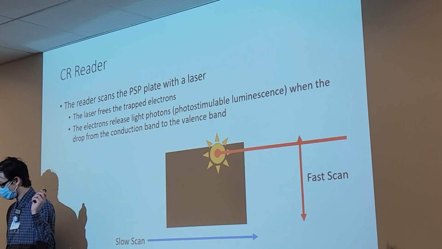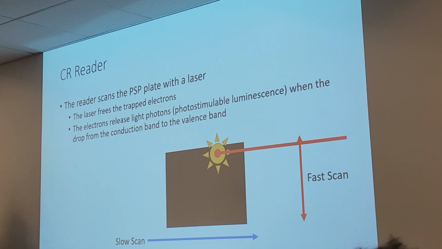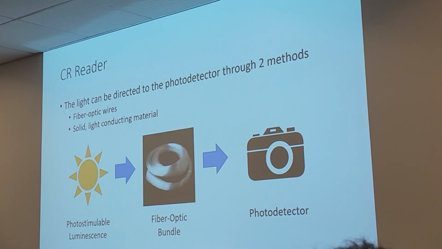Because sometimes if you're speeding up, they can't read that fast. Slow down. So this is inside the CR reader. This is inside that giant contraption that you stick your cassette into.